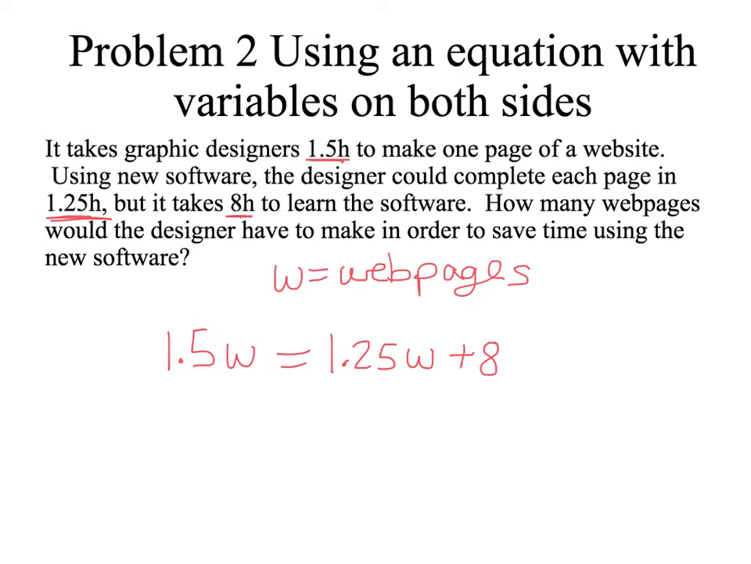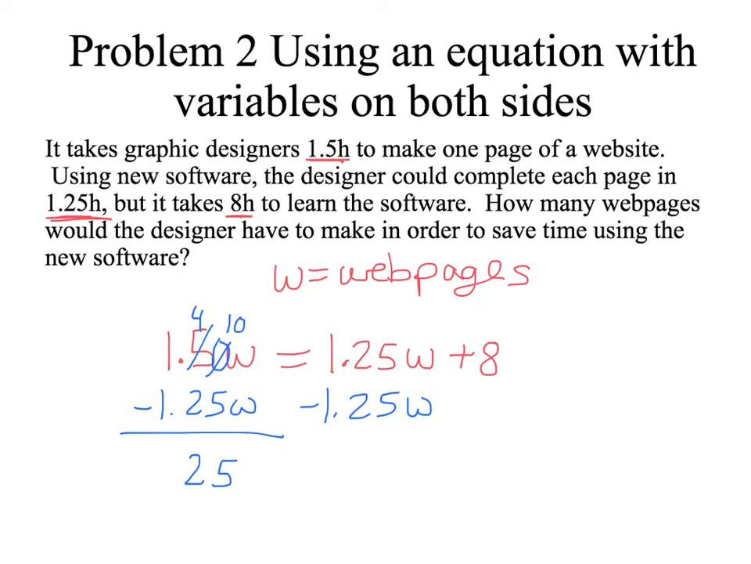Okay, now solve this for w, which would be how many web pages the designer has to make in order to save time using the software. Alright, I'm going to subtract 1.25w from each side. So I'm going to put a 0 on here so I can go through and I can borrow. Make that a 10. Make that a 4. So 1.50 minus 1.25 would be 0.25.